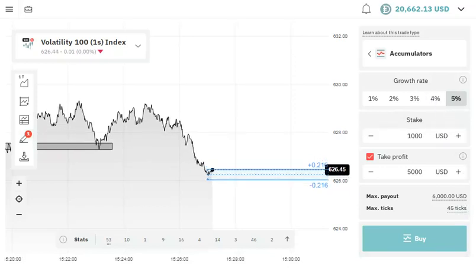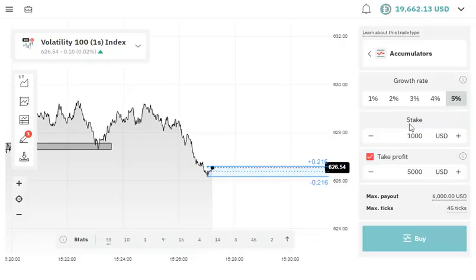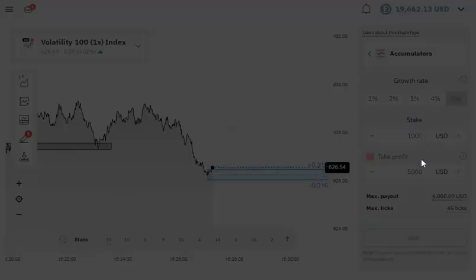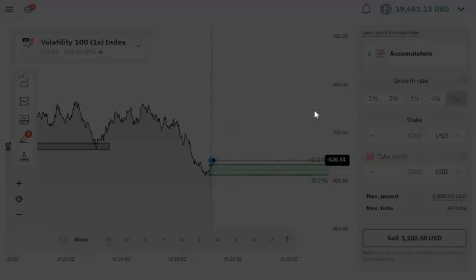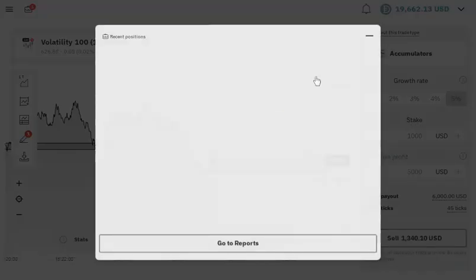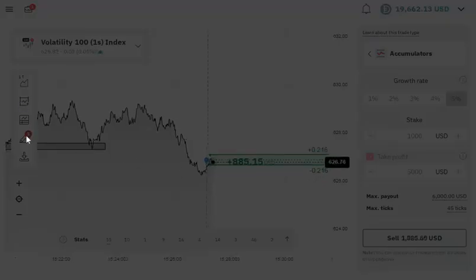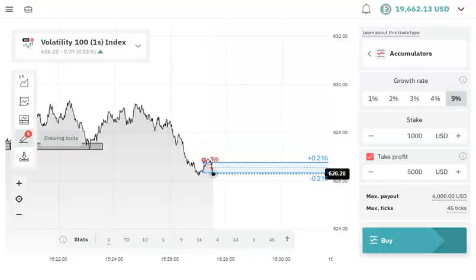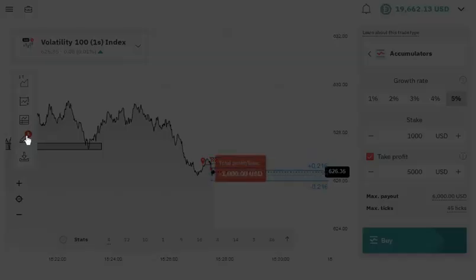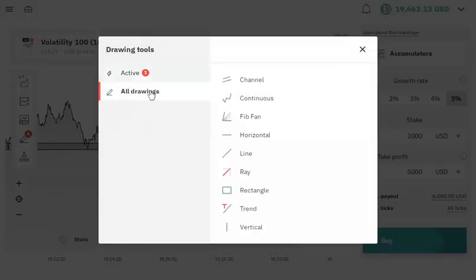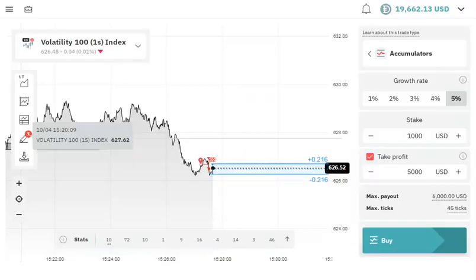Our growth rate is 5%. Our stake is 1k USD, and our take profit is 5k USD. And we have a reason to place a trade, and the reason is because our market is no longer in a ranging movement. We broke out of the range, and after that we were going down.